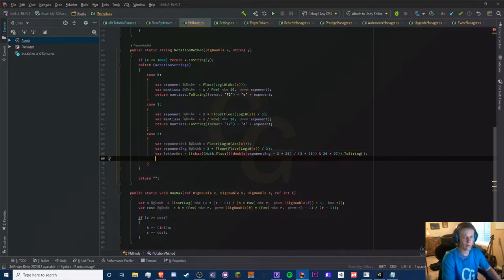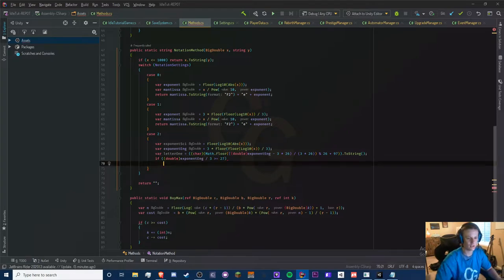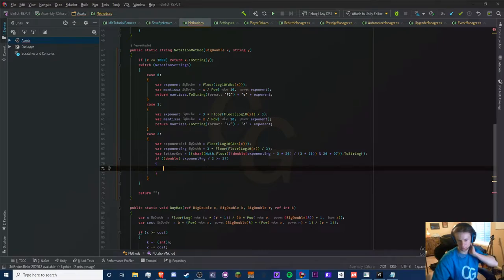Okay, so now we want to calculate a second letter only if it's needed. So we have an if statement, and we can do if engineering notation, or again, we can cast this to double. Okay. Divide by 3 is greater than 27. Greater or equal than 27. I could have just done scientific notation. That's okay. No, that would work because this is... Yeah, never mind. Ignore what I'm saying.